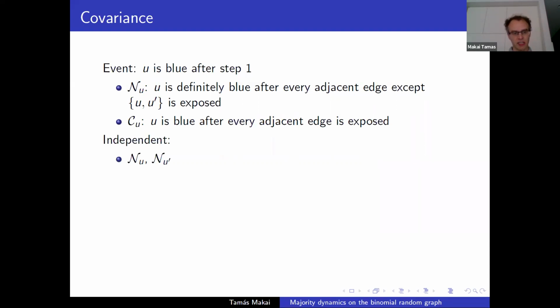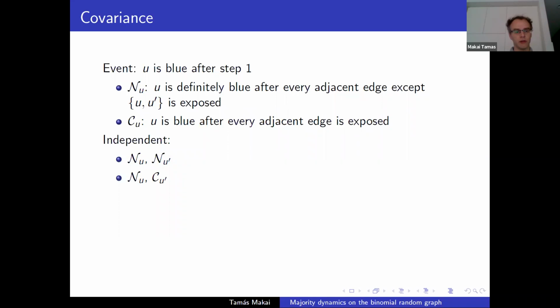Okay, so what does this mean for dependence? Well, N_u and N_u prime are independent. N_u depends only on the edges adjacent to u, except for the u prime edge, and N_u prime similarly depends only on the edges adjacent to u prime, except for the u prime edge. These two sets of edges are disjoint, and because we're in G(n,p), their existence is independent.